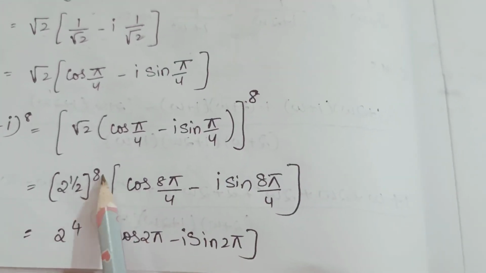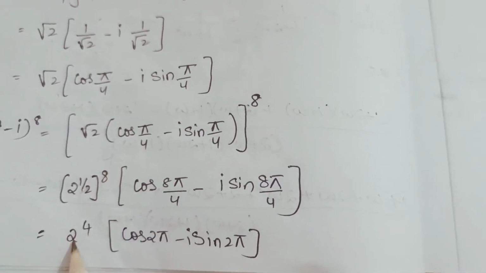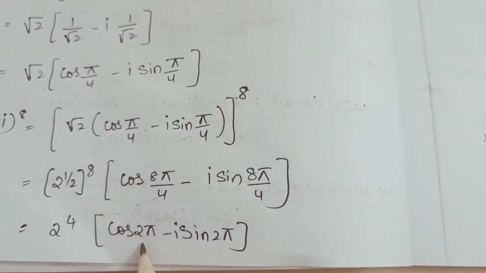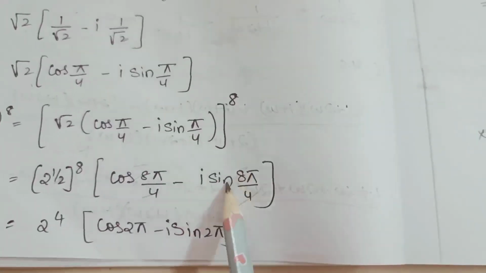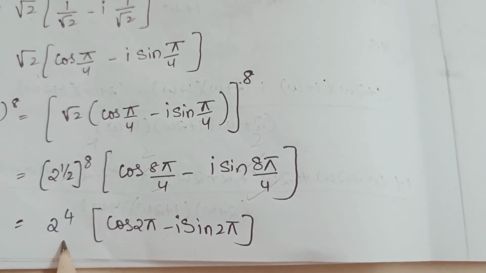Okay, 2 eights are 8. 8 by 4, 4 twos are 8, so 2 pi. Similarly, 2 to the power of 1 by 2 whole to the power of 8, that is 2 power 4. 4 ones are 4, 4 twos are 8. So minus i sine 2 pi. So 2 power 4 is 16.